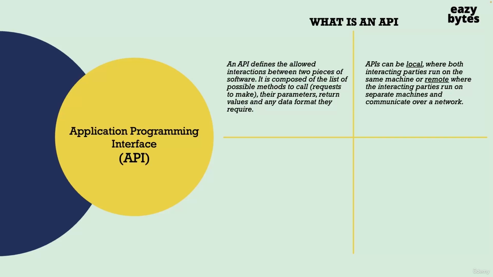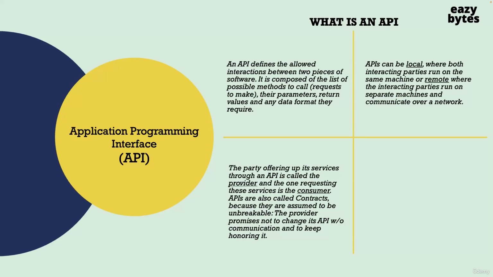And just like we have local APIs, remote APIs are also perfectly possible. In the scenario of remote APIs, two different applications or softwares deployed on two different servers in different locations can still interact with each other over a network with the help of remote APIs. The party which is offering its services through an API, we call the provider, and the other name for provider is producer. So both producer and provider we can use. And whoever is consuming or requesting these services, we call them consumers.